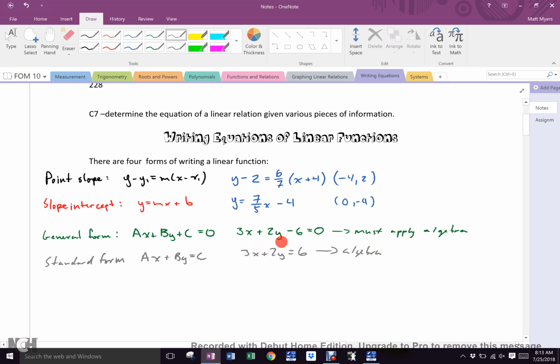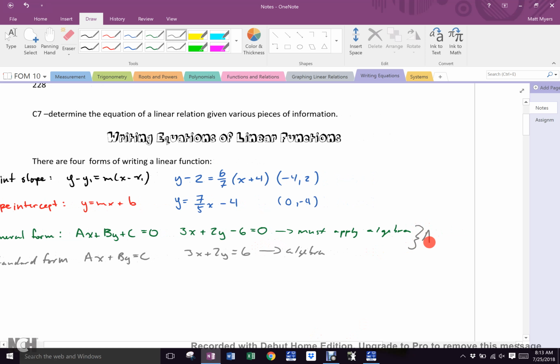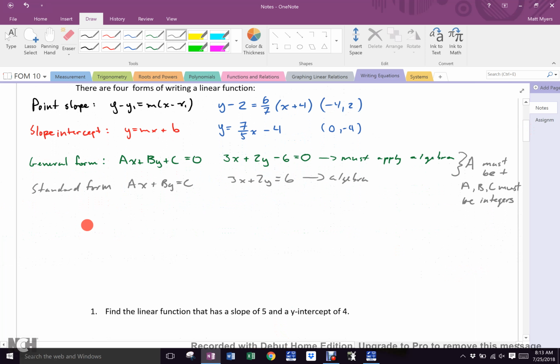But there's more to these two. We have to remember a must be positive, and a, b, c must be integers. And moving between the two is just algebra. Move stuff around until it looks like something you're comfortable with.